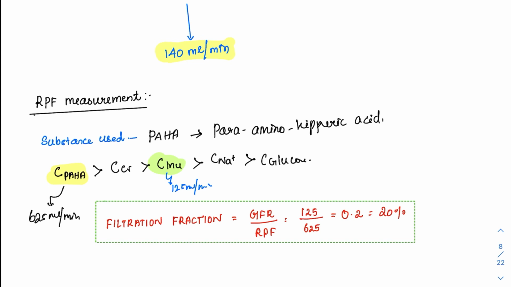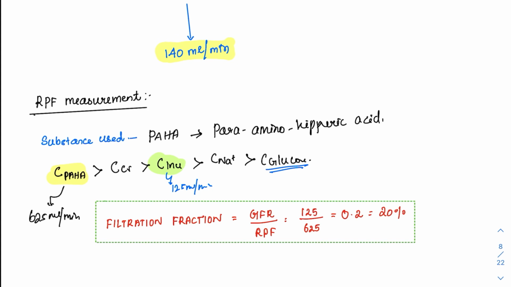Then clearance of sodium and glucose is usually completely cleared off, but it is because it is completely reabsorbed in a normal individual. We are not talking about a diabetes patient. In a normal individual, it is completely reabsorbed from the kidneys. So that's why glucose is at the last. So this order also you should know.